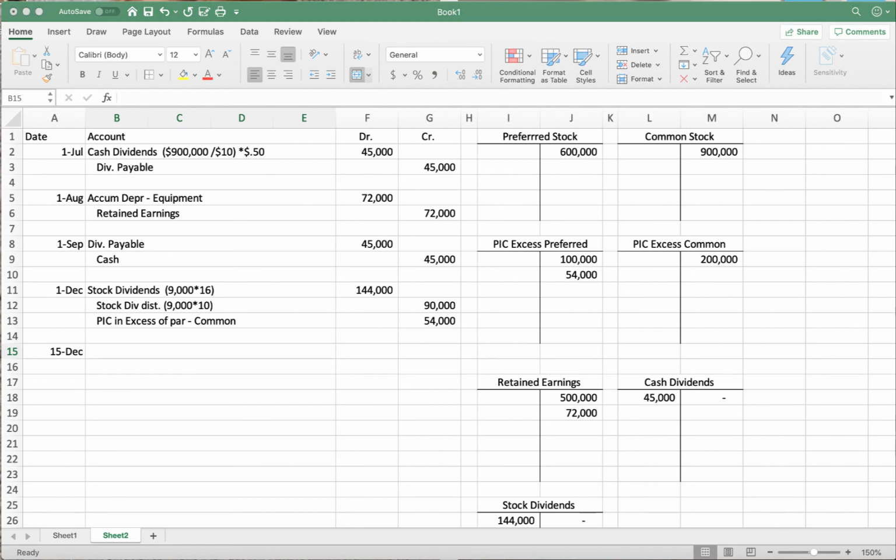And how much of the dividend am I paying, right? Well, 7% cash dividend on the preferred stock, right? So what I need to do is calculate that dollar amount, right? Well, first of all, how many shares of preferred stock do we have?